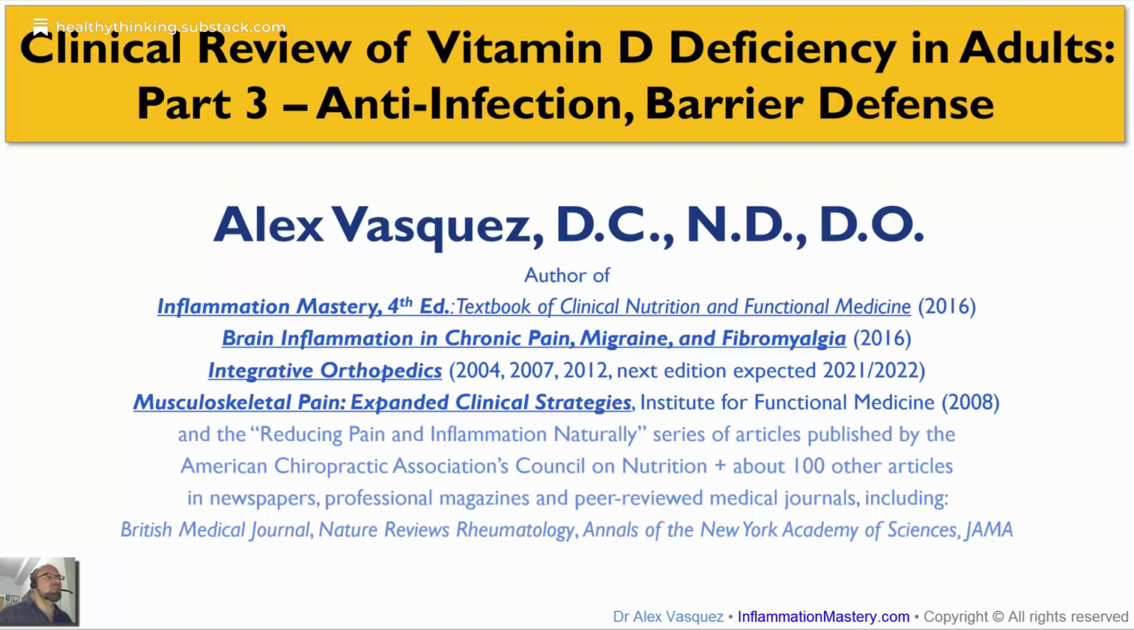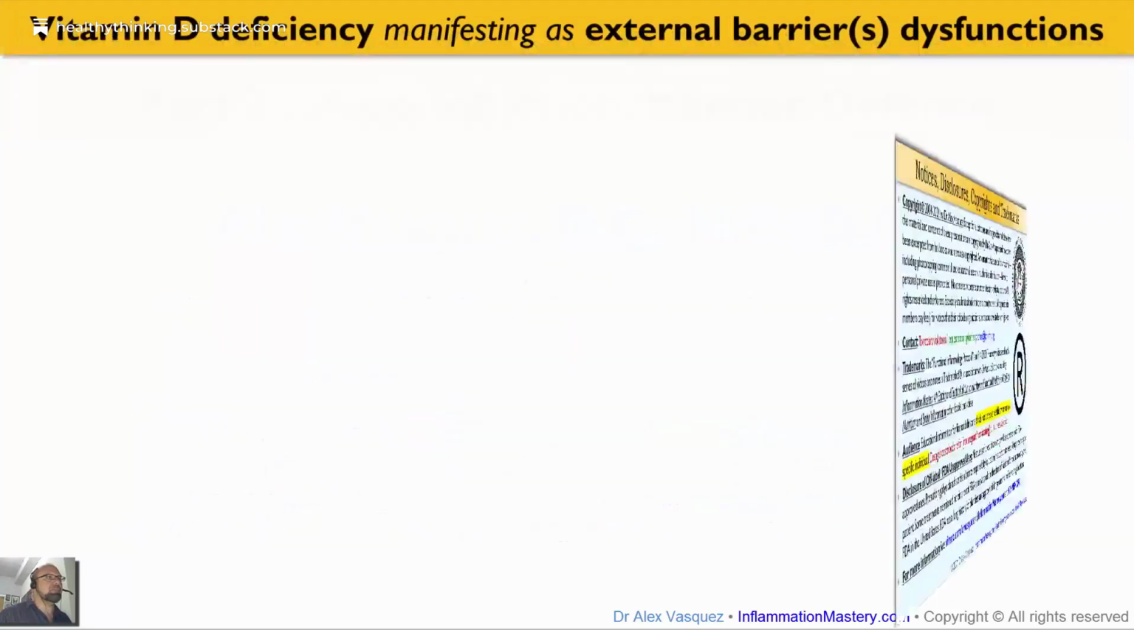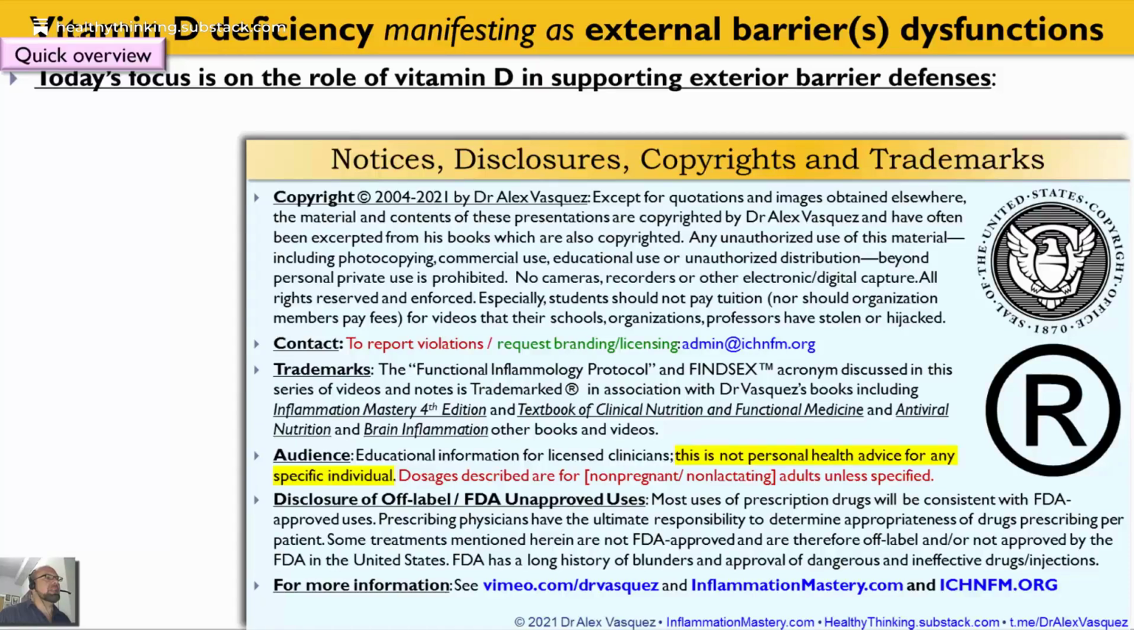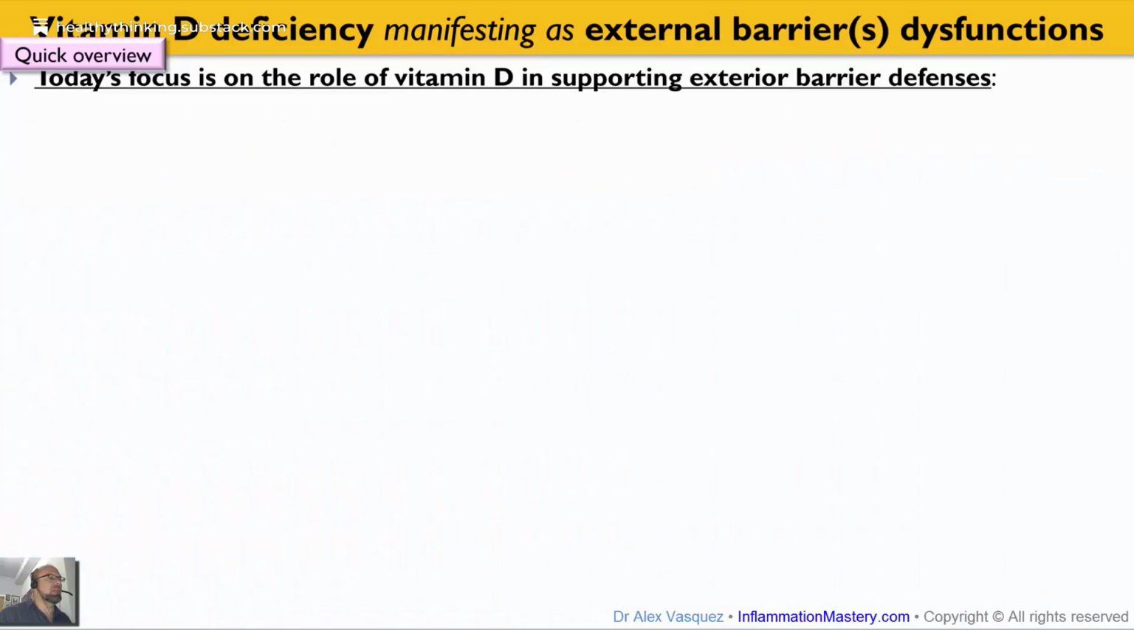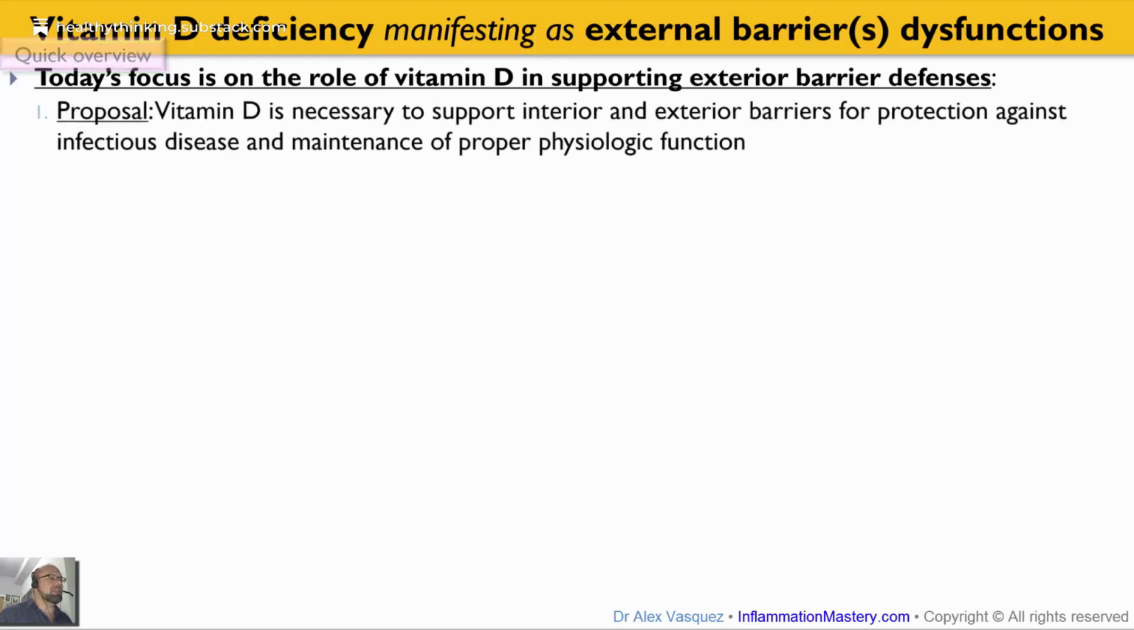This is part 3, starting the conversation on anti-infection, and today I'm going to focus on barrier defenses. So let's talk about vitamin D deficiency manifesting as external barrier dysfunctions. Here we'll start with a quick overview of today's topic. Today's focus is on the role of vitamin D in supporting exterior barrier defenses.